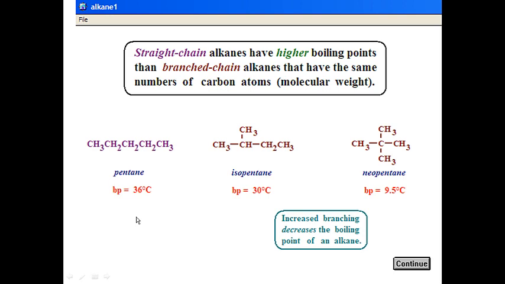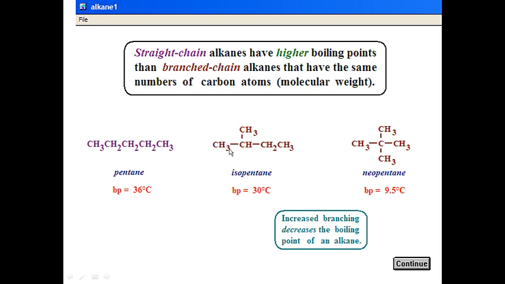So if we're going to compare straight-chained and branch-chained alkanes, we need to make sure that we compare alkanes of the same molecular weight. So here are 3 isomers of pentane. We've got pentane, the straight-chained hydrocarbon, we've got isopentane, and we've got neopentane. So all 3 of these have the same molecular weight, and so therefore any difference in boiling point we can say is due to the intermolecular forces that these molecules undergo with each other.